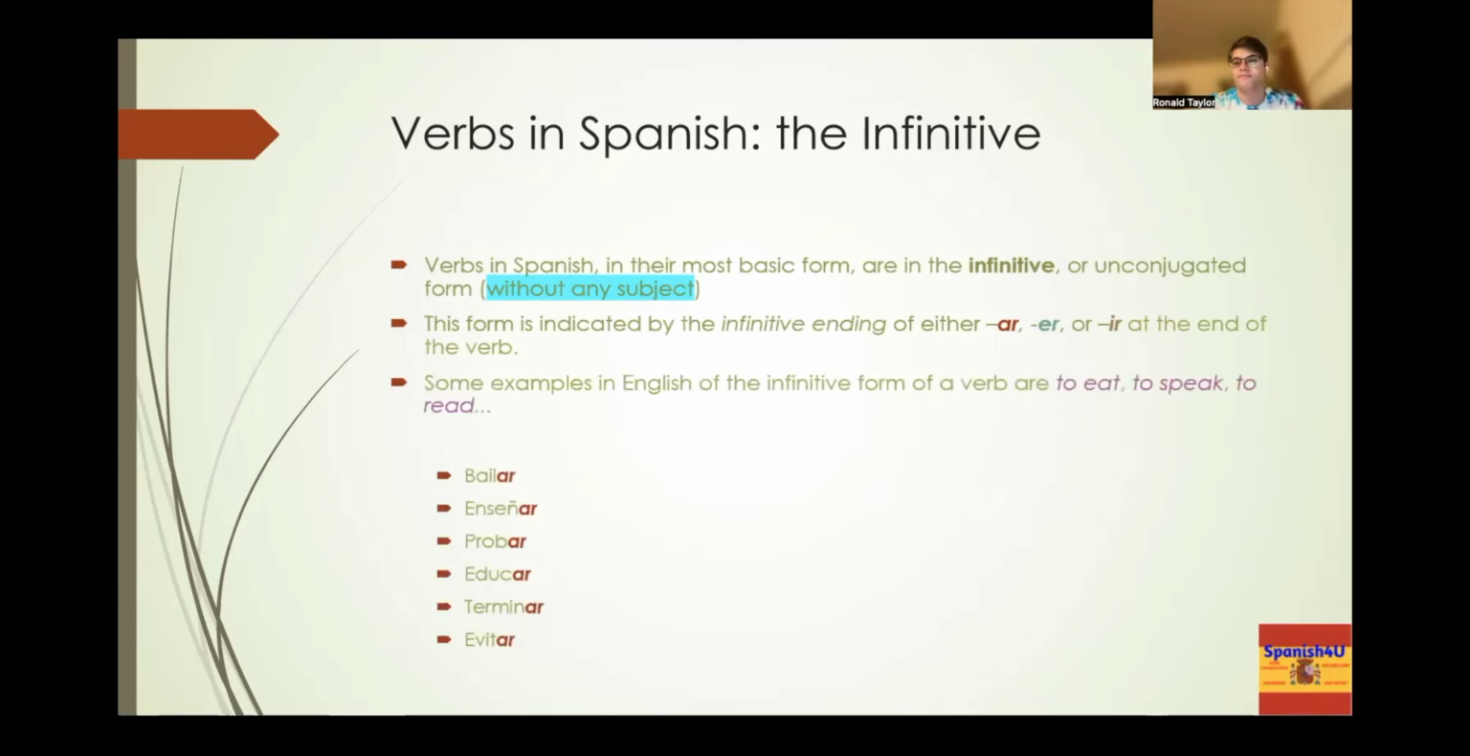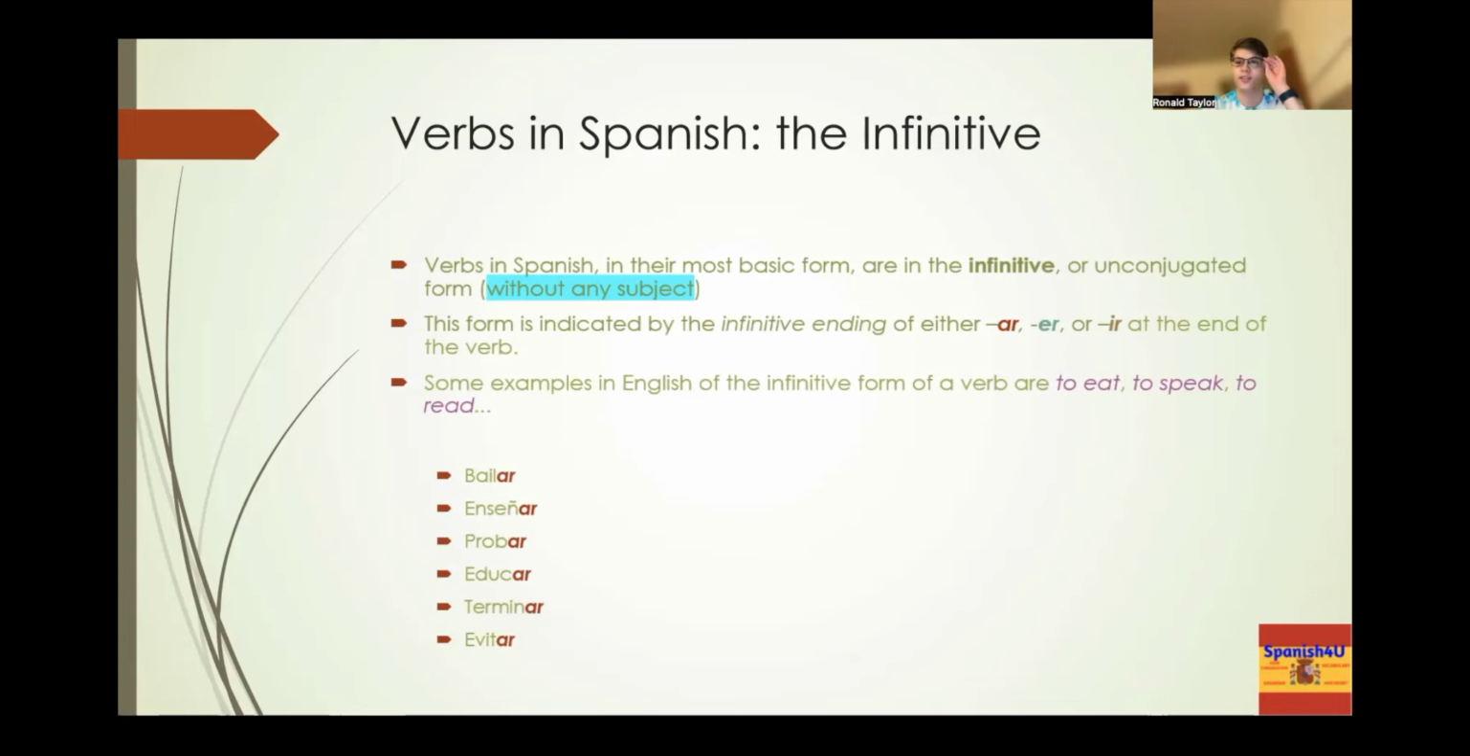And I'm sure most of you don't know what an infinitive is. So here's some examples in English. You have like to eat, to speak, to read, to draw. Basically a verb, it's like neutral. So it's like to something. Notice how there's not like I eat or I drink or anything like that. It's just to because it's neutral.